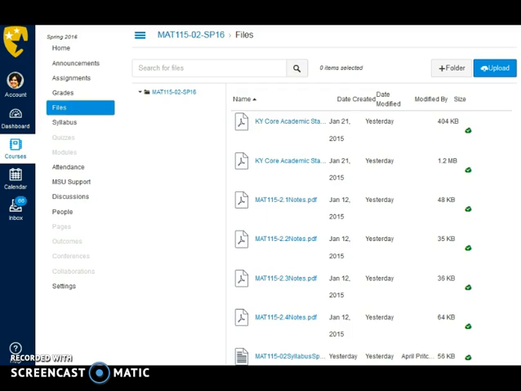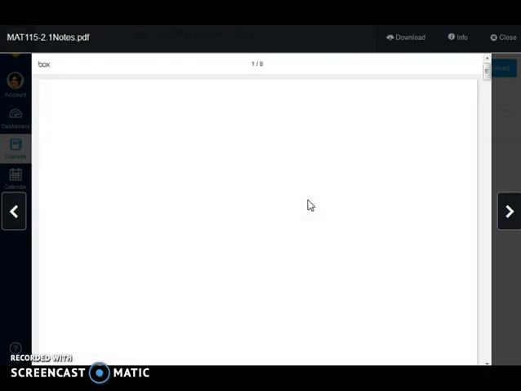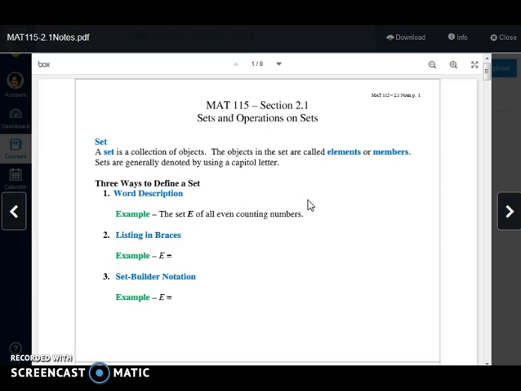Other documents you will need in the course you will find under Files. This particular file is the notes for 115, Section 2.1. Print those notes off before you come to class on Friday, and then when we go over those in class, you can fill them in.